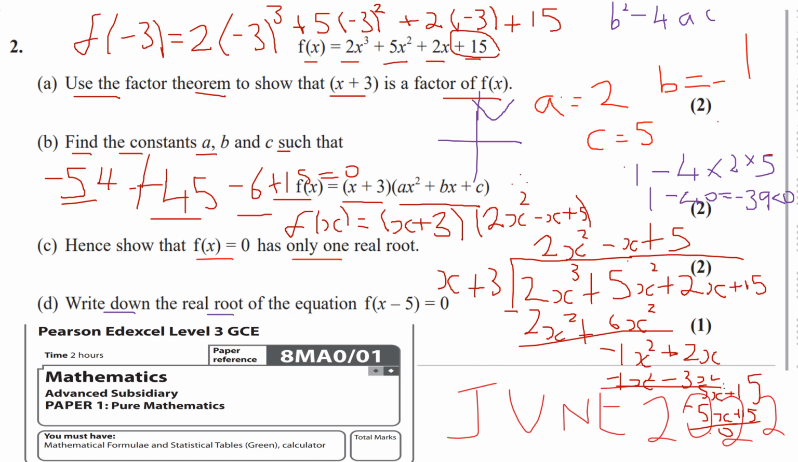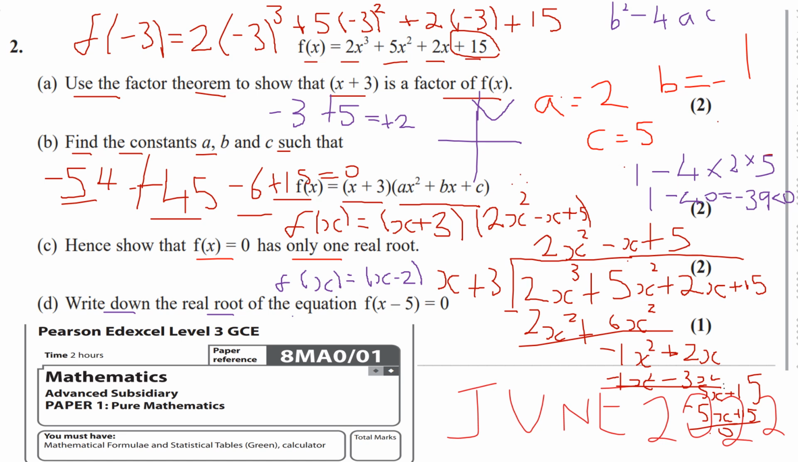Part D, write down the real root of the equation f of x minus 5 equals 0. That means my graph has been shifted 5 units to the right. If the root is minus 3 and I shift that to the right by 5, it'll be minus 3 plus 5, which would be plus 2. So my expression for f of x minus 5 would read x minus 2 multiplied by that quadratic, because the quadratic would still stay the same, as I'm just shifting everything 5 places to the right.